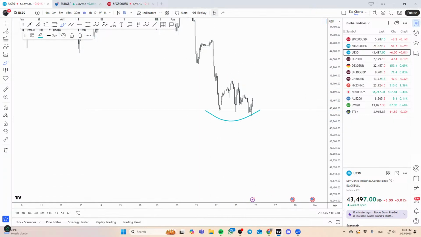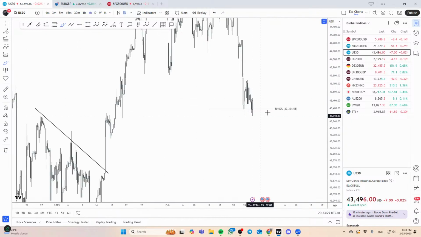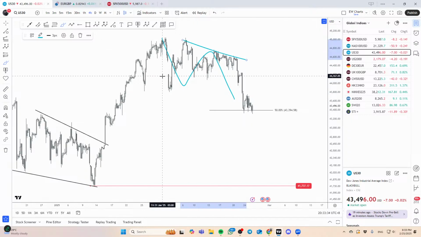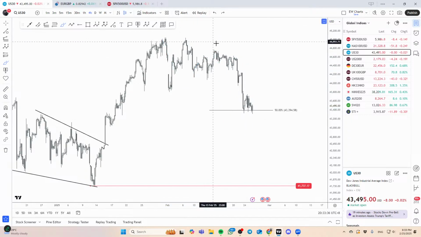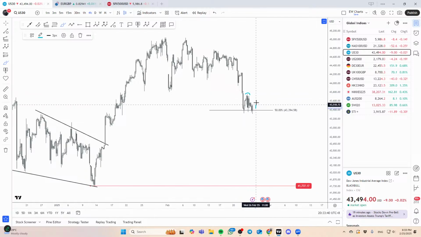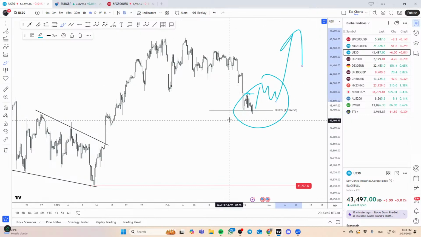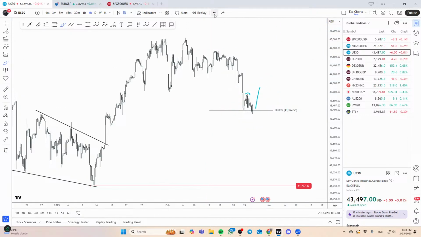So the idea again, when you see something like that at a key area, which is a 50% mark, and then we have a three-wave pattern development, the confirmation is the neckline, right? So if price actually takes out this neckline, that's a sign to start looking out for upside. Okay, so that's on Dow Jones.